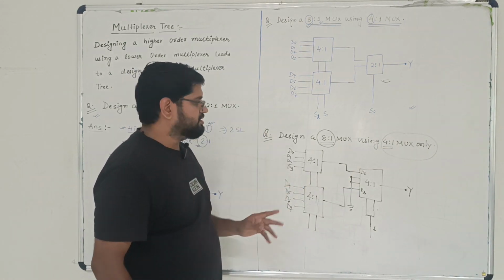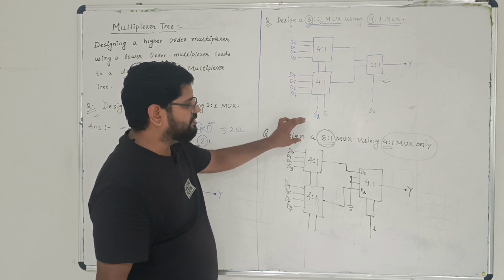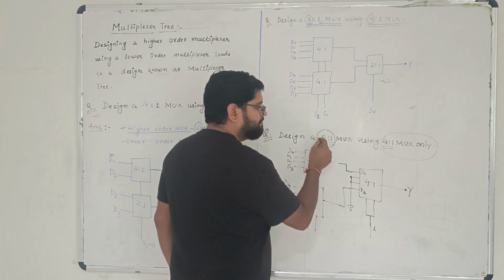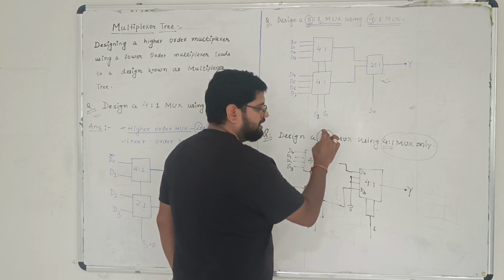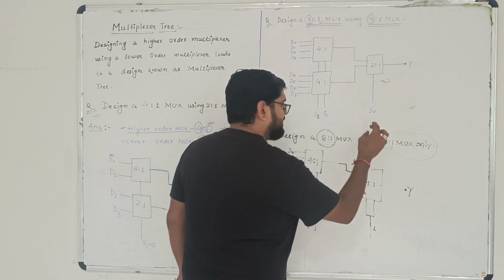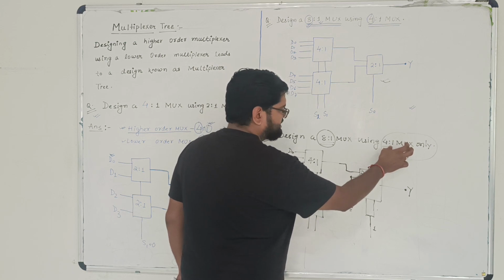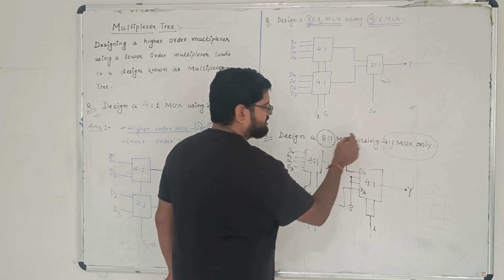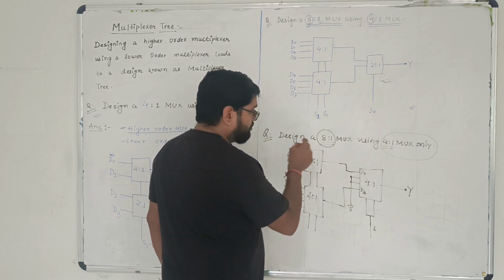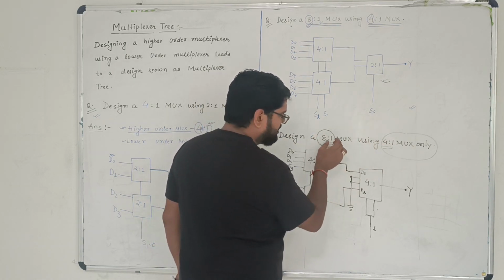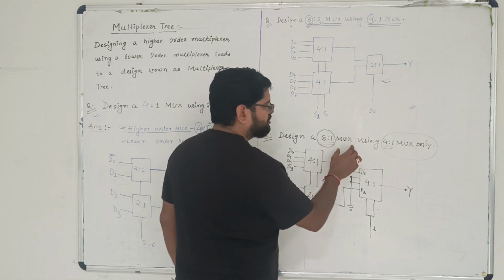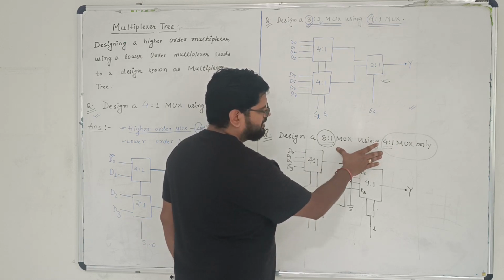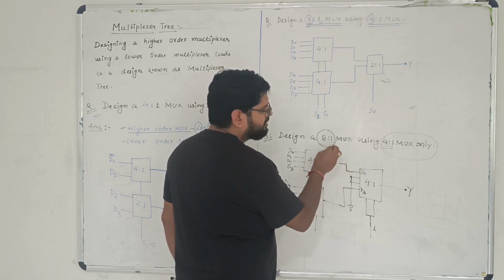We can have various processes. The only thing you need to keep in mind while designing a higher order multiplexer using lower order multiplexers is, first, the input requirement: how many lower order multiplexers are required in order to have a higher order multiplexer at the input. Just by dividing, you will be able to get that. Once you have got the number of inputs, the next concept that should come to your mind is how many select lines are required.